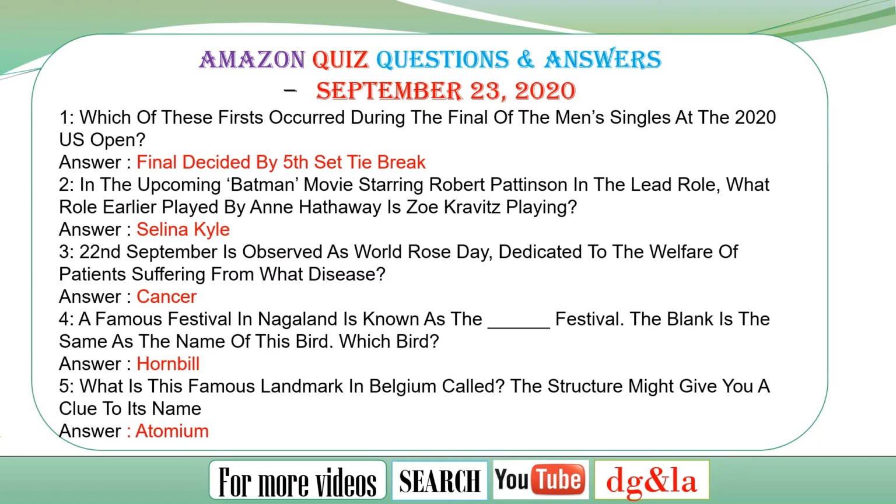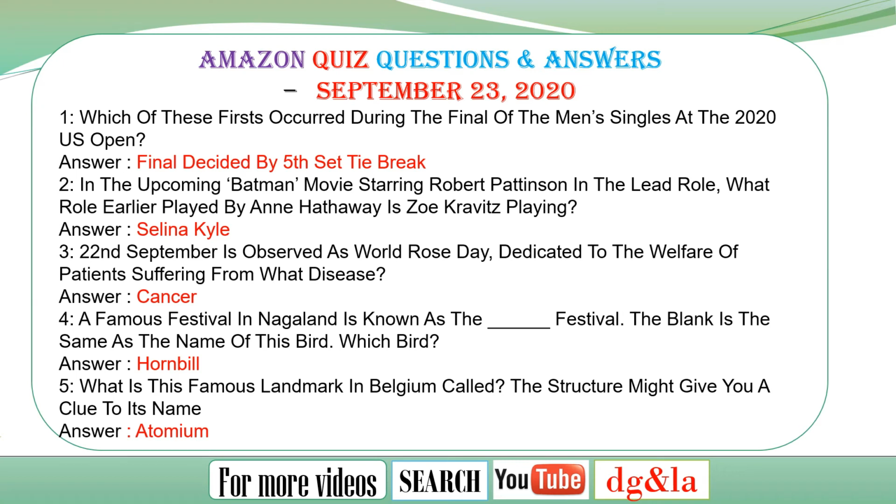Second, in the upcoming Batman movie starring Robert Pattinson in the lead role, what role earlier played by Anne Hathaway is Zoe Kravitz playing? Answer: Selina Kyle. Third, 22nd September is observed as World Rose Day, dedicated to the welfare of patients suffering from what disease? Answer: cancer.